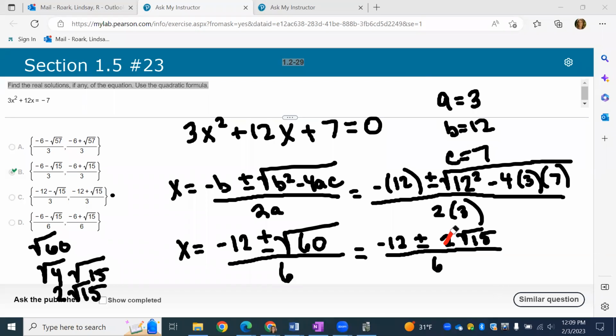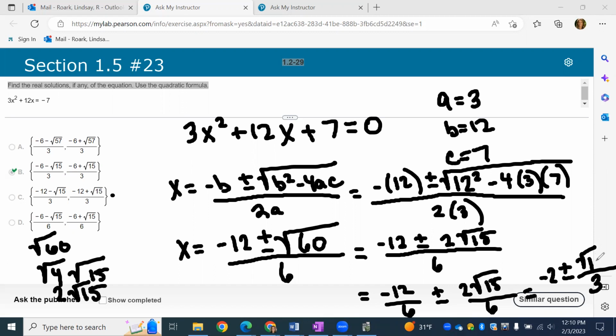So what I like to recommend you do here is, once you've been able to simplify the radical, rewrite your large fraction as 2 smaller fractions. I think in general, if students have a hard time simplifying these fractions, sometimes rewriting them as 2 different ways helps. So once we do that, we can see that negative 12 divided by 6 gets us negative 2, plus or minus 2 divided by 6 would leave us with square root of 15 over 3.